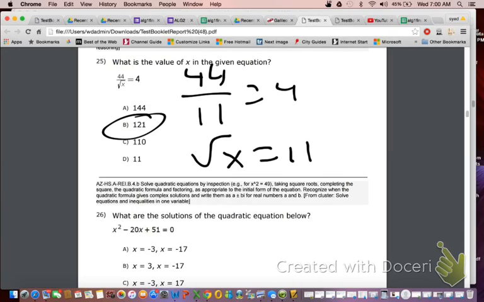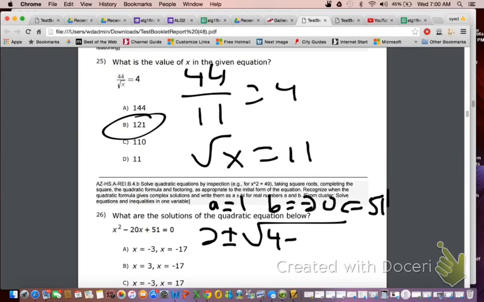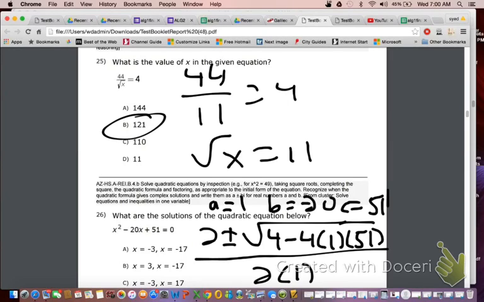Here I'd use quadratic formula. A equals 1, B equals negative 20, C equals 51. So opposite of B plus or minus the square root of B squared minus 4AC all over 2 times 1. Okay? So it's going to take a little bit of work. You're going to have to go do the work, and you're probably going to get a, what the heck? B squared minus 4.